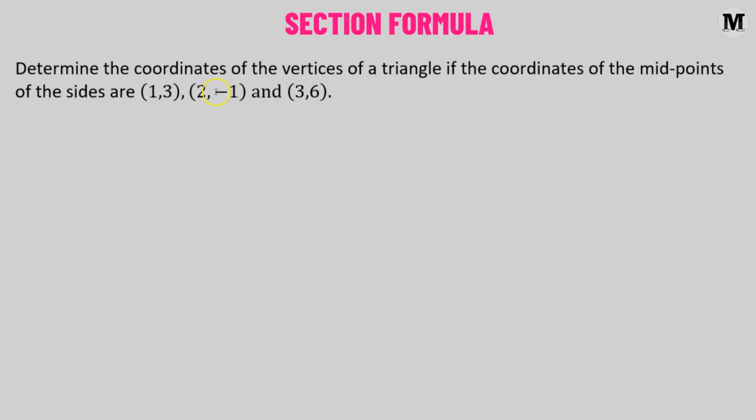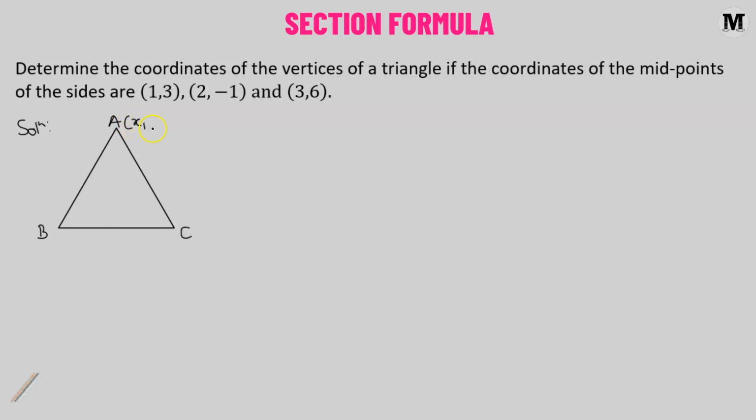Determine the coordinates of the vertices of a triangle if the coordinates of the midpoints of the sides are given to it. Let us begin. Let us consider a triangle ABC. Now our goal will be to determine the coordinates of A, B and C.